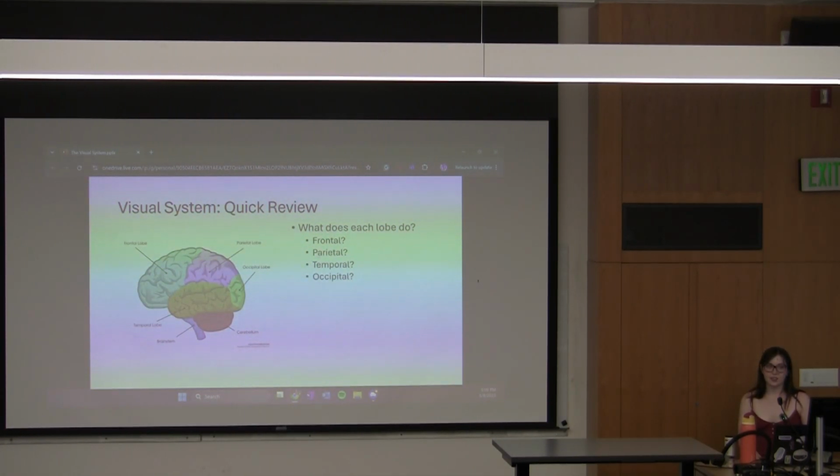And finally, the occipital lobe. So for the rest of the lecture, consider where each part happens throughout the lecture. Any visual input travels from the front of your head to the back of your head.